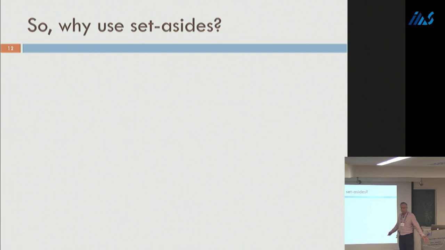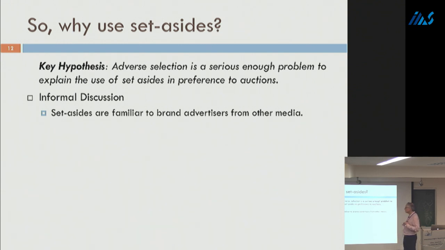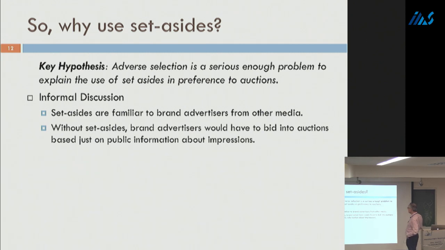So why do people use set-asides? My diagnosis is that this is adverse selection. Adverse selection is a serious enough problem to explain the use of set-asides in preference to auctions in this context. Informally, of course, there are other reasons. Set-asides are familiar to brand advertisers from other media. If you were Ford and you're buying an ad, you're accustomed to saying, on that television show, I'm buying that ad. Everybody who watches that show is going to see it. So there's probably some stasis involved too, that this is something customary. That's the way you bought ads, so we continue to buy ads that way. And without set-asides, brand advertisers would have to bid into auctions, which is an unfamiliar activity, so there might be some resistance to it, but just based on public information about impressions.